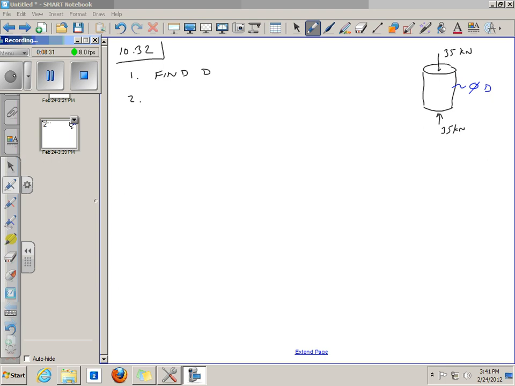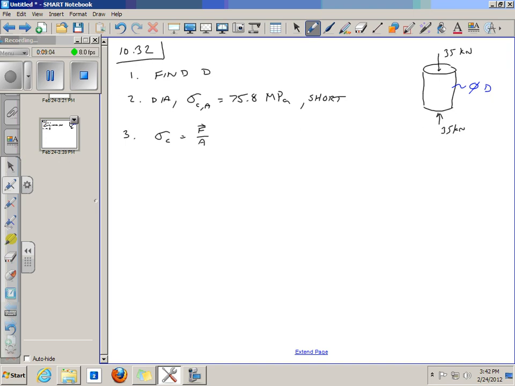Look at my diagram, you'll see the information, and they've told us the compressive stress allowable. Compressive stress is axial, so sigma C comma A for allowable is equal to 75.8 megapascals. Okay, we can't go above that and be safe. We're assuming that it is a short bar, because if it's a short bar, then sigma compressive is just equal to that axial force divided by the area. So this is really easy. They've told us what the allowable is.